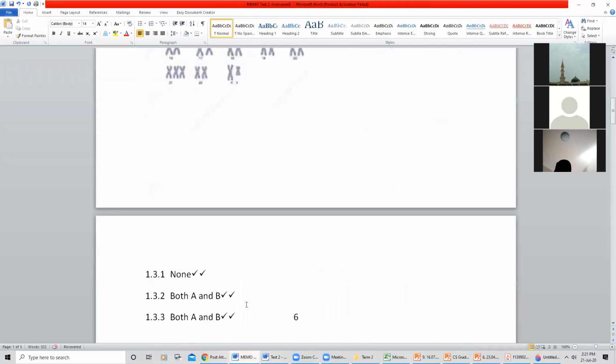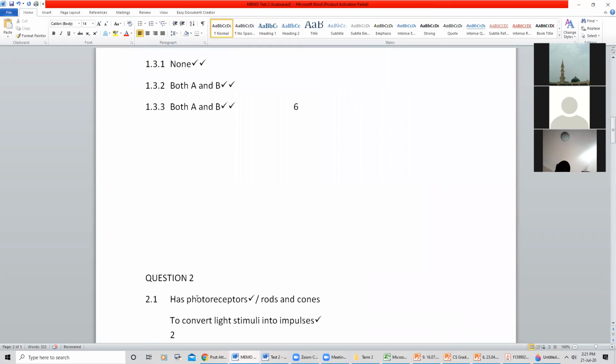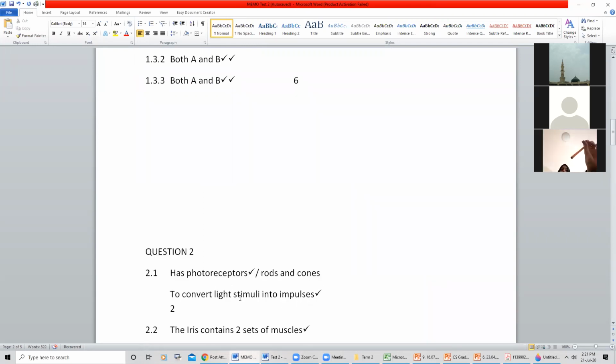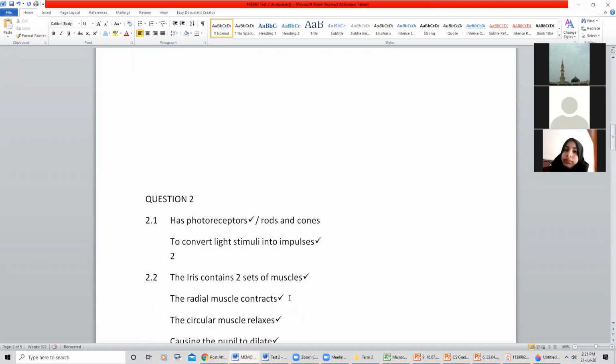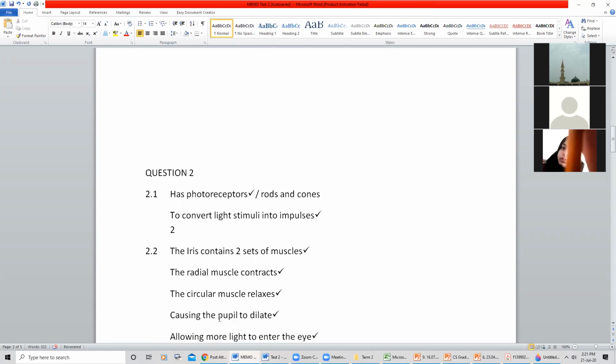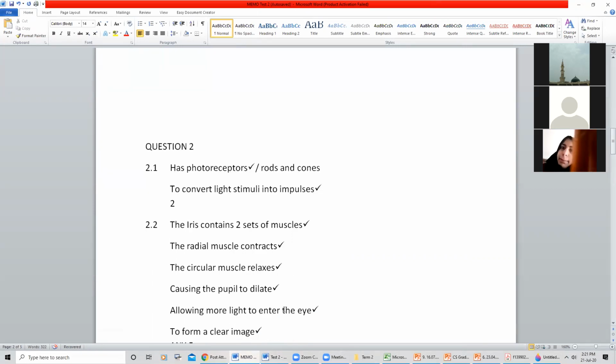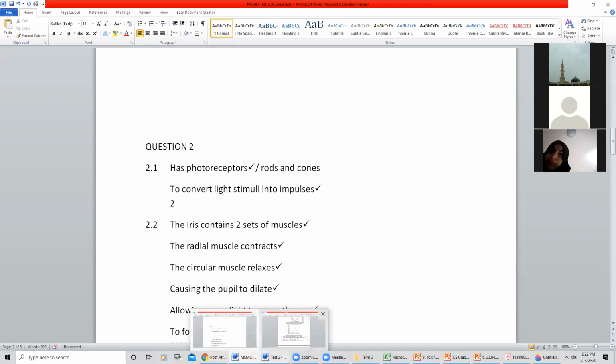Let's just check the memo to make sure we are all on the same page, right? It has photoreceptors or rods and cones, 1 mark for that. And that converts the light stimulus into an impulse. Okay, so we said stimulus to impulse. It would be better to say the light stimulus because then you're specific to the eye now. Then the iris contains 2 sets of muscles. We never had that point, but the radial muscles will contract, the circular muscles will relax, causing the pupil to dilate, which allows more light to enter and to form a clear image. So we've got all of the parts of that. It says any 5 of these 6, so you would have got full marks for what we had there.